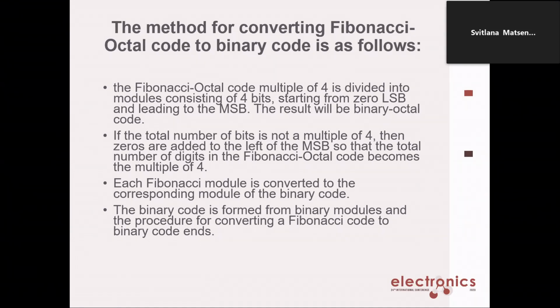If the number of digits is not a multiple of 4, then zeros are added to the left of the MSB, so that the total number of digits in the Fibonacci octal code becomes a multiple of 4. Each Fibonacci model is converted to the corresponding model of the binary code. The Fibonacci code is formed from the binary model, and the process of converting Fibonacci to binary codes ends. These are some algorithm methods for conversion.